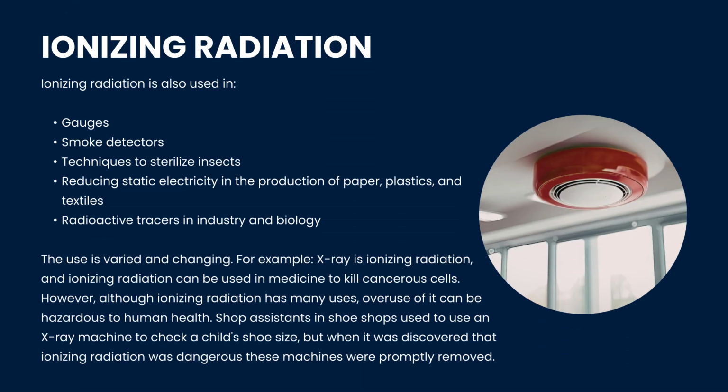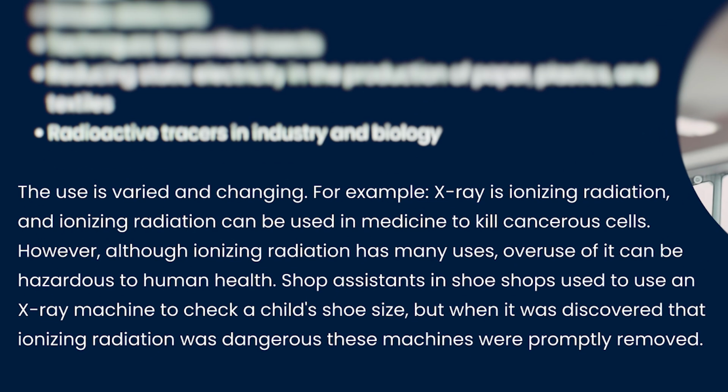Ionizing radiation is used in a variety of everyday tools and processes, including gauges, smoke detectors, and systems that reduce static electricity in manufacturing. It's also used in scientific applications like radioactive tracing. While these uses are valuable, history shows that improper use can be harmful. For example, X-ray machines were once used in retail settings to measure shoe fit, but were discontinued once the health risks became better understood.